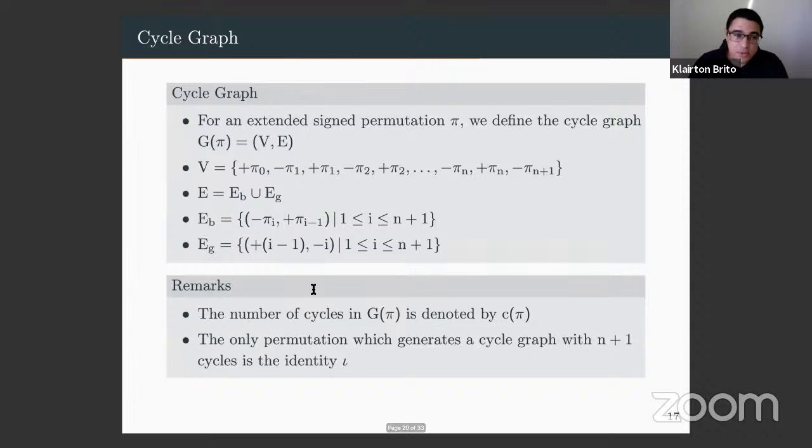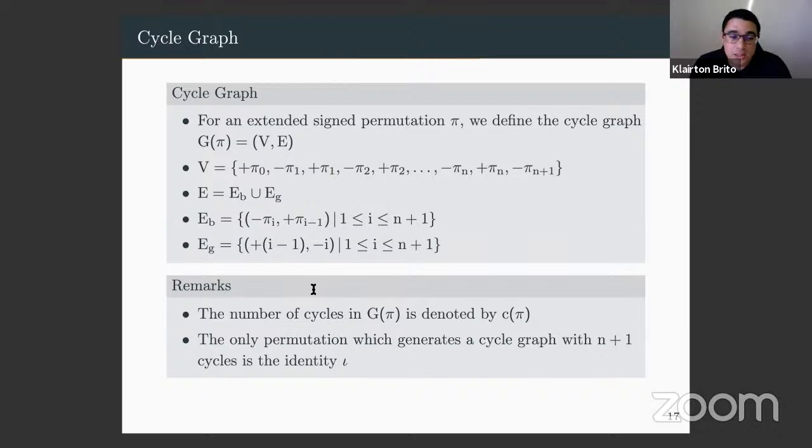Another important concept is the cycle graph. The cycle graph is constructed from an extended signed permutation, and it is composed of a set of vertices and edges. The set of vertices is composed of, for each element pi i of the original permutation, the vertices minus pi i and plus pi i, and also the vertex plus pi 0 and minus pi n plus 1.